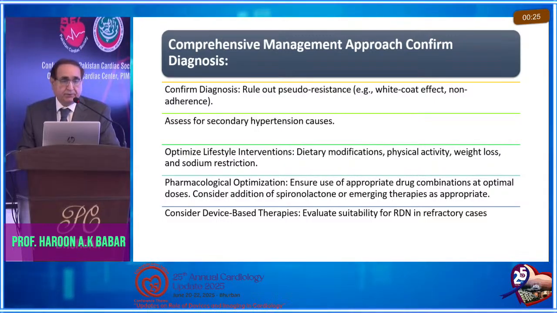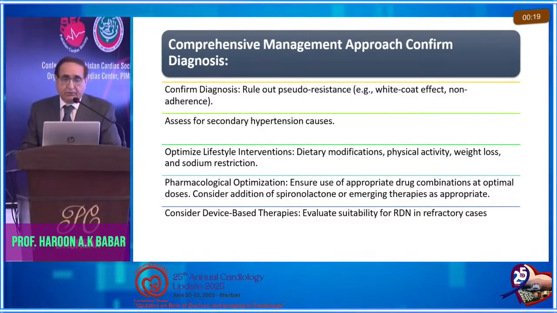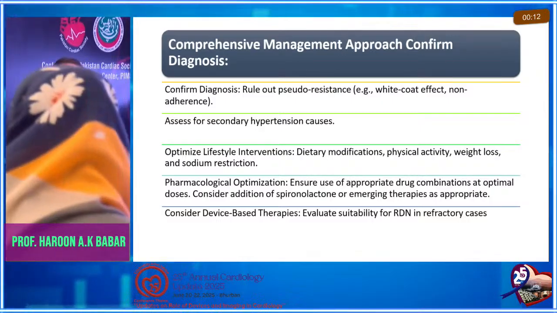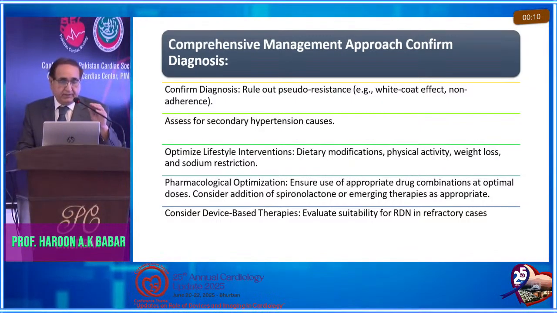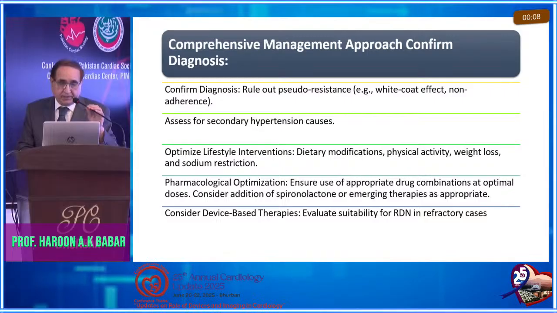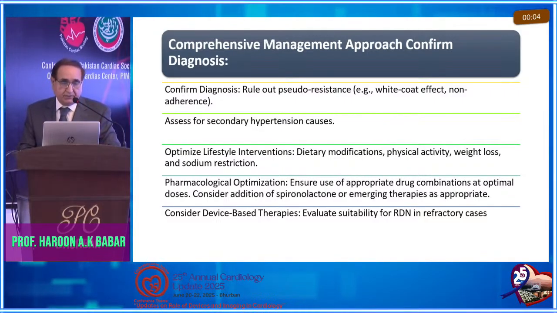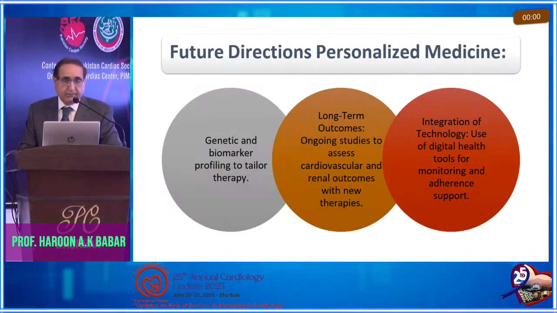Comprehensive management approach: confirm the diagnosis, rule out pseudo-hypertension, pseudo-resistance, white coat effect, and non-adherence, assess for secondary hypertension causes, and optimize lifestyle interventions. Pharmacological optimization is a must, ensuring use of appropriate drug combination at optimal doses. Consider device-based therapy, and evaluate suitability for renal denervation therapy.